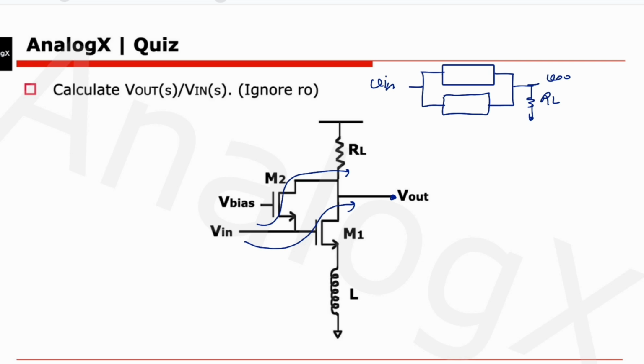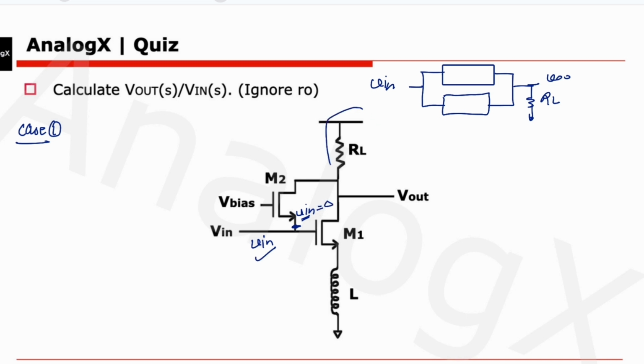Now we will use the superposition theorem. Here this input is also a gain, and this one is also a gain. So now I will disconnect this one. In case one, I will set this input equal to 0 and I will consider this input.